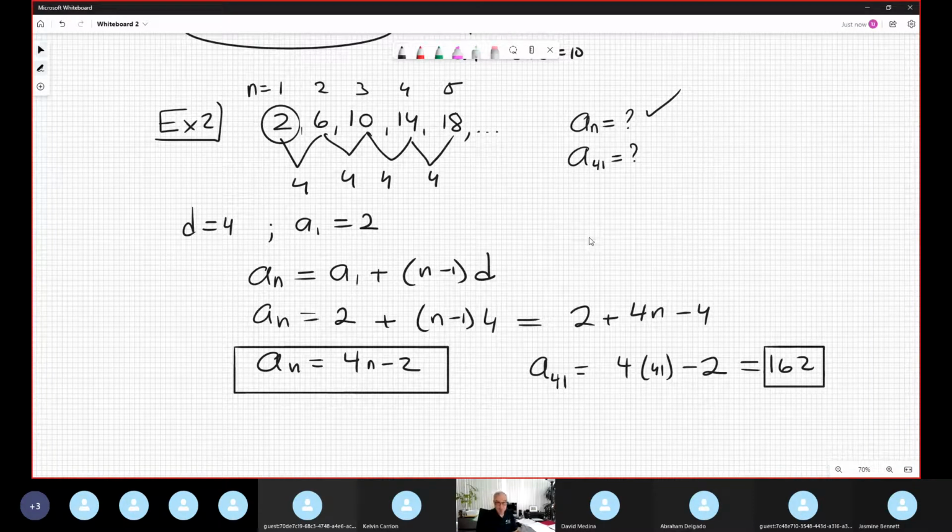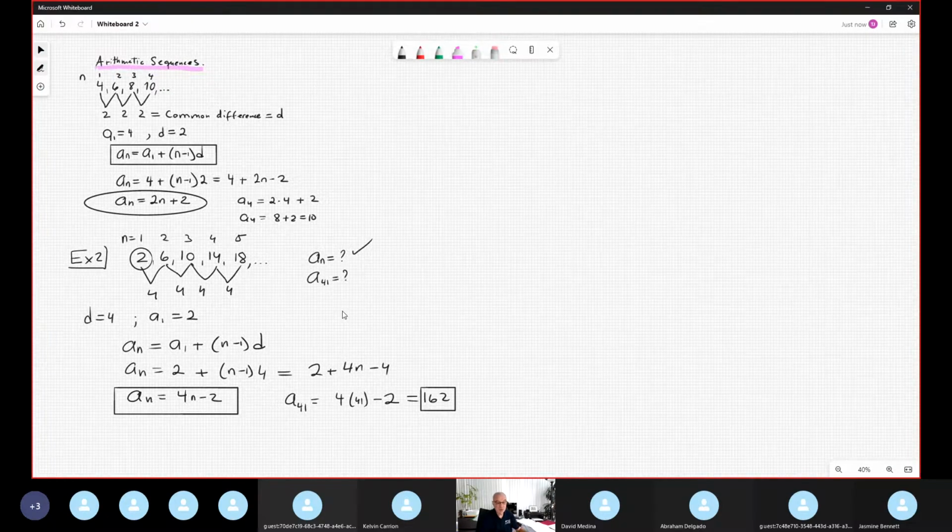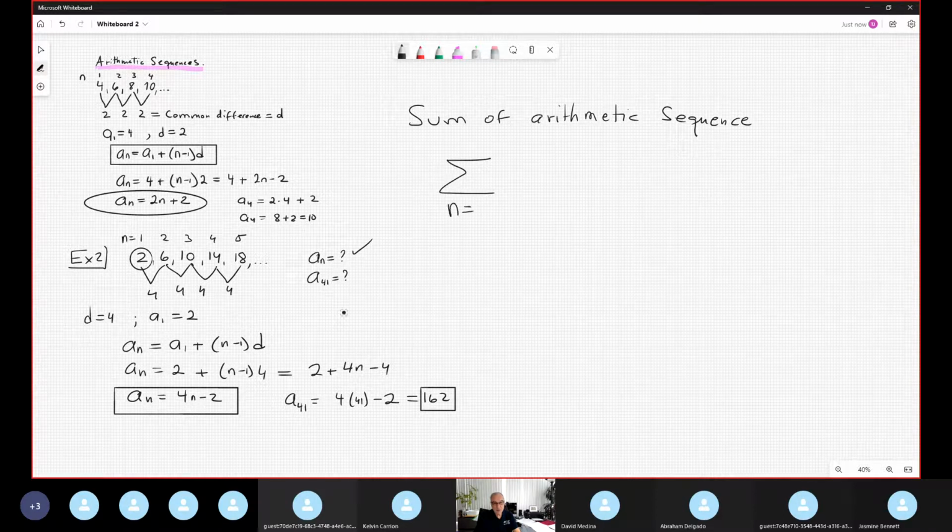Okay, one more thing I want to discuss with you in the arithmetic sequence is the summation. When you have an arithmetic sequence, you can find the sum. The sum of an arithmetic sequence, using summation notation, is sigma from k equal 1 to n of a sub k, which is equivalent to a1 plus a2 plus a3 and so on, stopping at a sub n.